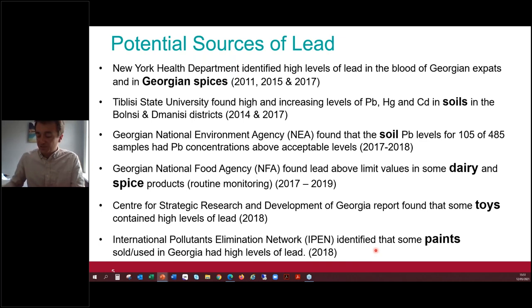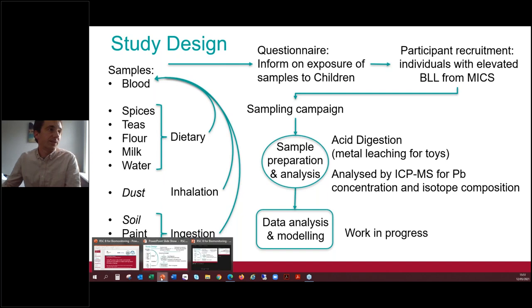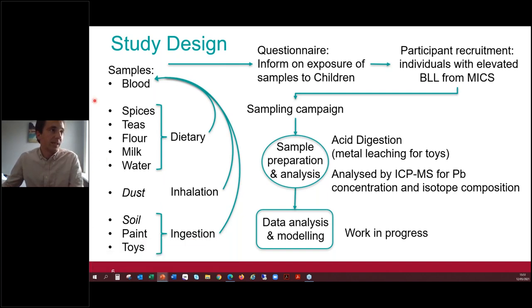So the study was designed to try and incorporate some of these potential sources. As well as blood, we took samples of spices, teas, flour, milk, and water, and that would reflect a dietary exposure. Household dust samples were taken, which would give an indication of inhalation exposure, and samples of soil, paint, and toys were also taken, which could potentially be other sources of lead in children.